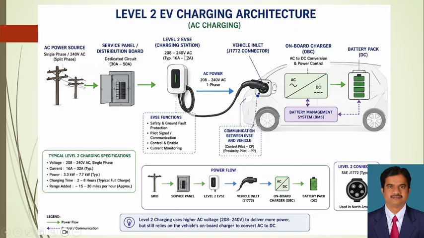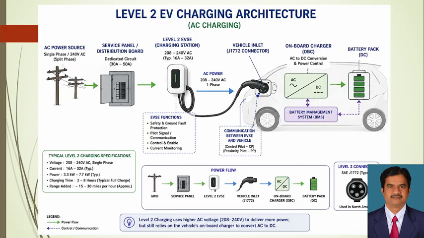It has this point level 2 EVSE or charging station where the current is between 16 amps to 32 amps. Then we have the vehicle inlet where we can connect from the charging station to the electric vehicle. This is the point where we are going to put the connector. From that, it is going to convert AC into DC by using the rectifier. From the DC, it is going to be stored in the battery pack. These parameters in the OBC, that is onboard charger, and the battery pack are controlled by the battery management system.